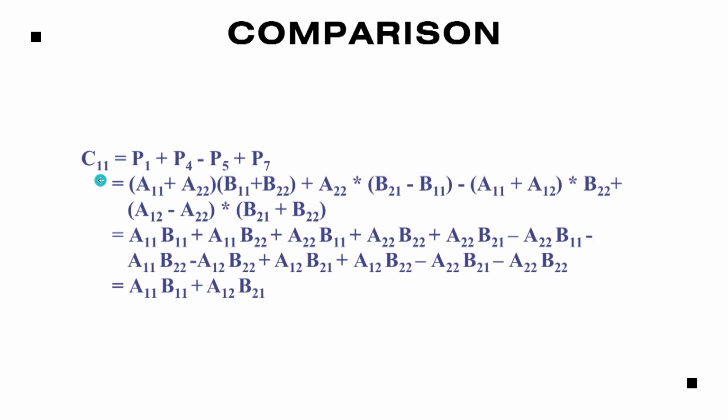So, as such the first element, that is C11, is obtained by adding P1 with P4, and the resultant is subtracted from P5, and to the result we add up P7. So, what we have done is that we have substituted the value for P1, P4, P5 and P7, which we saw with the previous slide. So, those values are substituted here for the computation of C11.